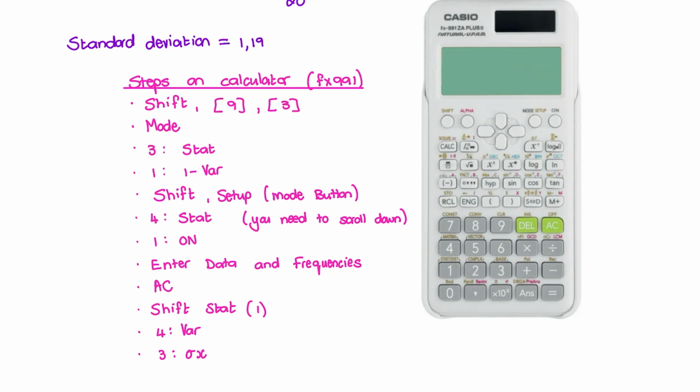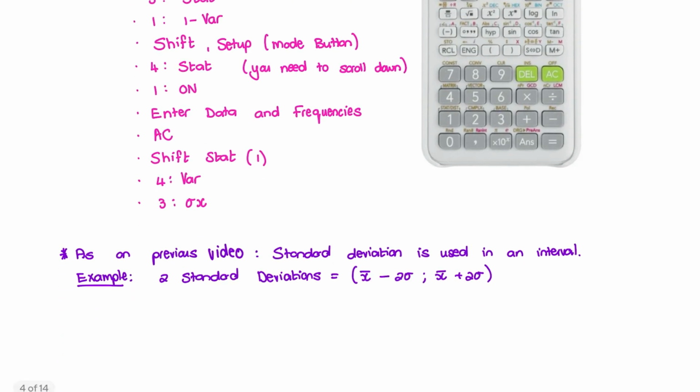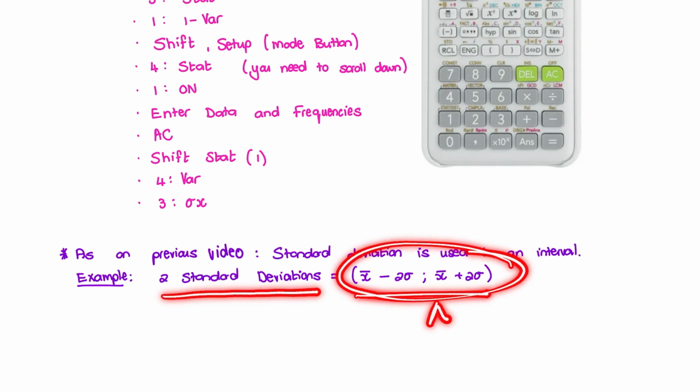So in this video, we're actually learning how to create that second column, or the frequency column on our calculator. If you want to learn how to interpret the standard deviation, I encourage you to go look at the previous video where I explain how to find 2 standard deviations and how to interpret that data.